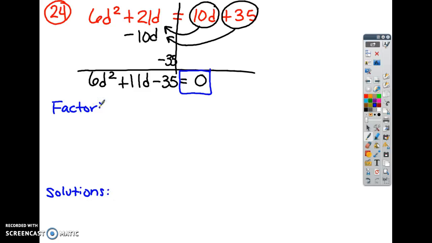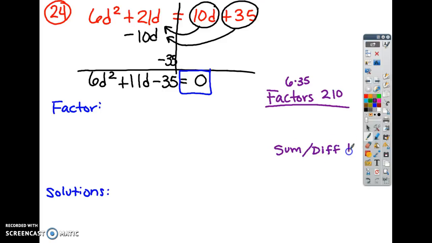For this problem, just like normal, we will find factors of 6 times 35. What's 6 times 35? Hmm? 210. So I need factors of 210 that give me a sum or difference of 11.